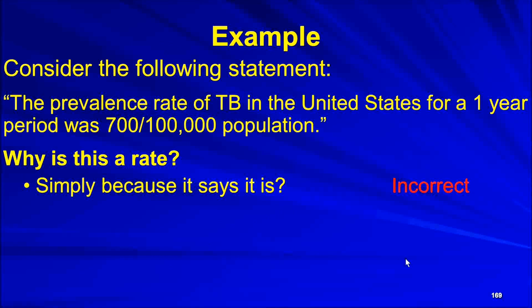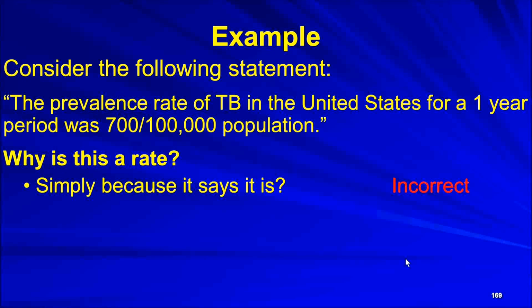Now I want to give you another example. I want to put it into words. I want to break this down for you. It says, consider the following statement. The prevalence rate of tuberculosis in the United States for a 1 year period was 700 per 100,000 population. Why is this a rate? And simply because it says it is?